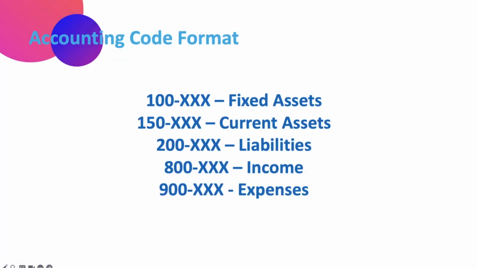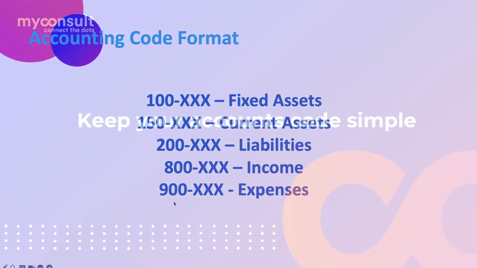When we set up a new chart of accounts, the first thing we normally recommend our clients is to have a fixed format in the numbering. If you use any number format in your accounting codes, your entire accounts will look like a mess. So we always recommend using a starting number to represent a different type of account. In this example, we use the accounting code that starts with 1 for your asset accounts, number 2 for your liabilities, number 8 for incomes, and number 9 for expenses.